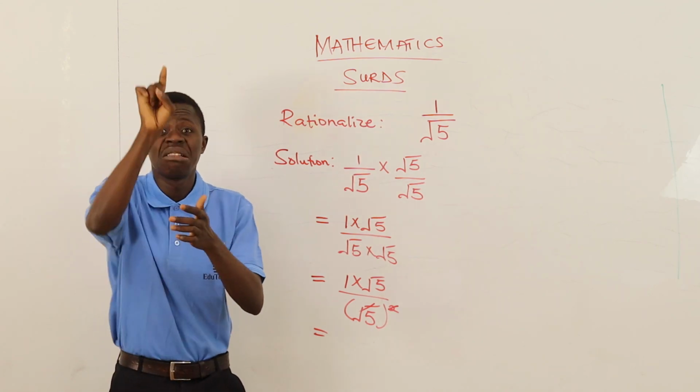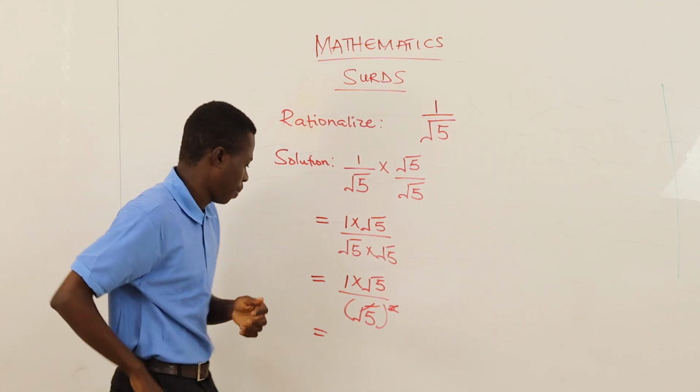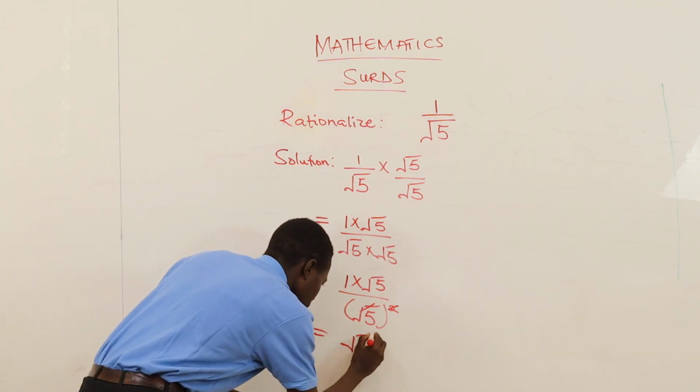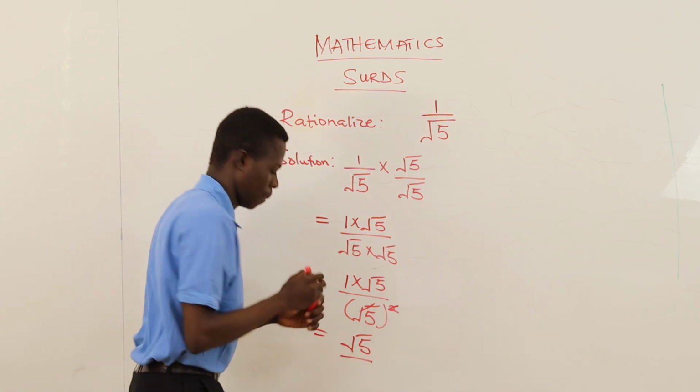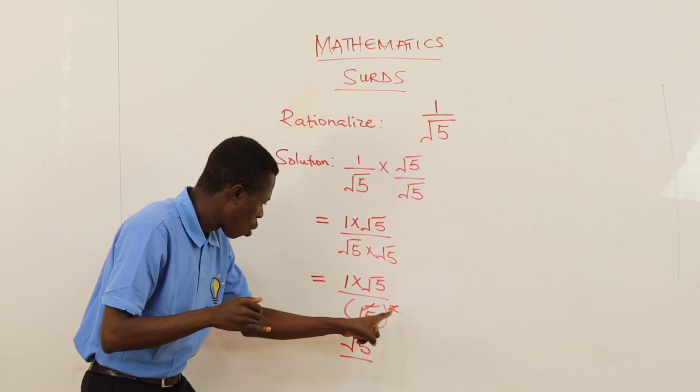So now 1 multiplied by 5, what would the answer be? The answer will be the same as square root of 5.